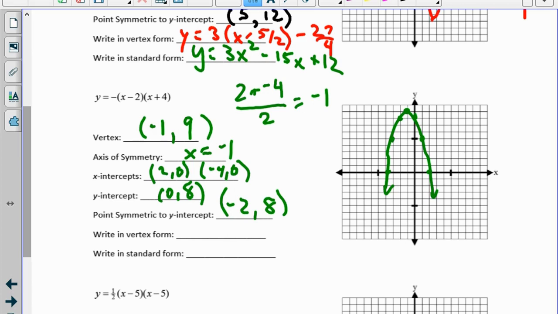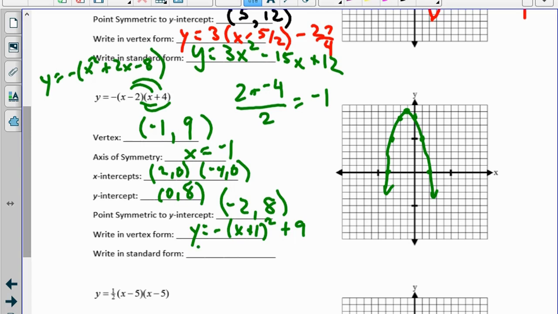Writing it in vertex form, now that I have the vertex, is pretty easy. y equals negative (x plus 1) squared plus 9. Writing it in standard form is also pretty easy right now because the distributive property works out pretty well. So I get y equals negative (x squared plus 2x minus 8), which means I just distribute the negative at the end, and I get y equals negative x squared minus 2x plus 8.